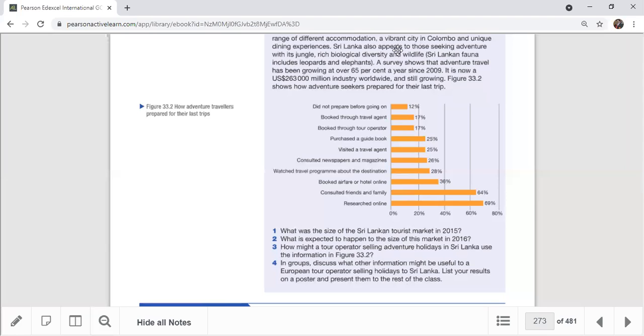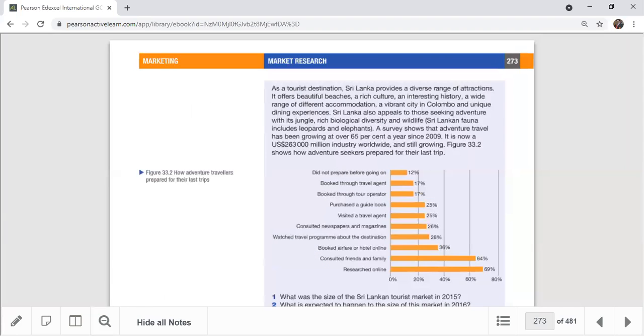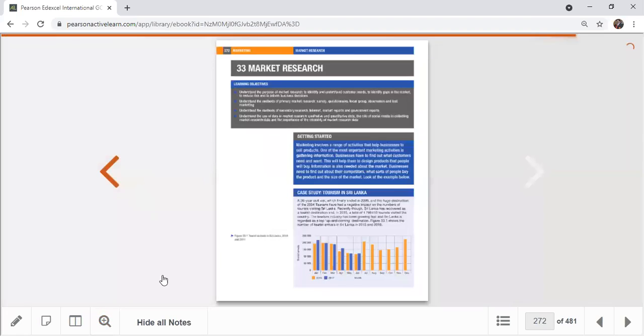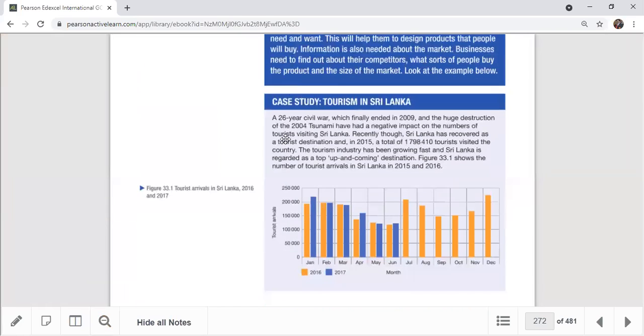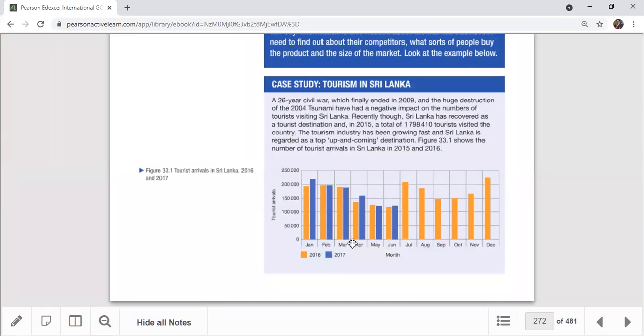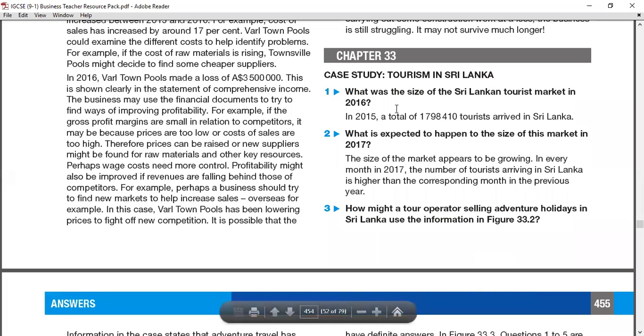You can see the 2015 and 16 numbers. If you go to the previous figure, you can see the tourism numbers in Sri Lanka, 2016 and 2015. If we add them up, we can find out the numbers like this. I'll show you. What is the size of the Sri Lankan tourist market? 2015 is a total of, they mention in the case study, right? 1,798,410 tourists arrived in Sri Lanka.